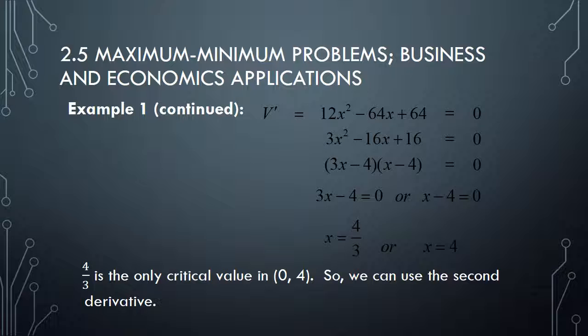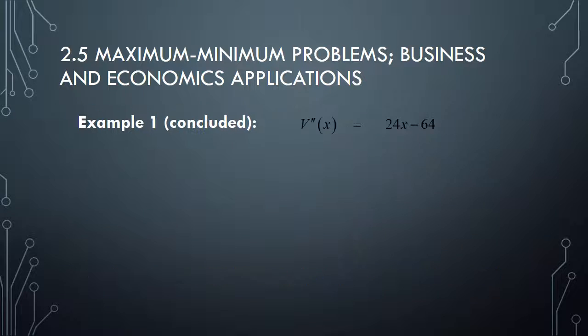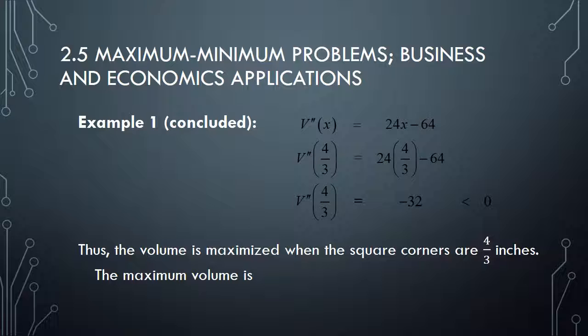Since it only has one critical value, we can test it with the second derivative. The second derivative is 24x minus 64. And putting in 4/3, we get a negative second derivative, which means that we do have a maximum. So the volume is maximized when the square corners are 4/3 inches. And the volume we get by putting 4/3 into our original formula is that the volume of the box is 3725 over 27 cubic inches.